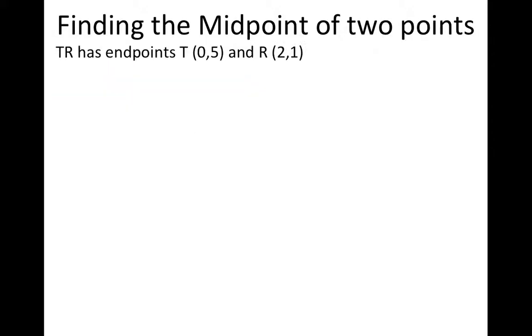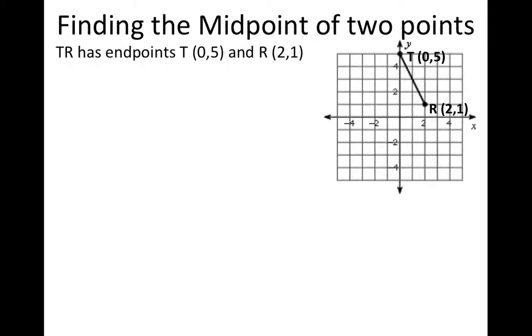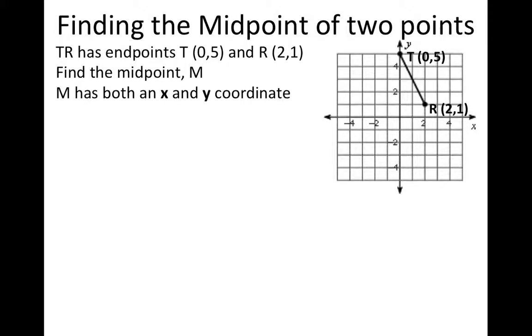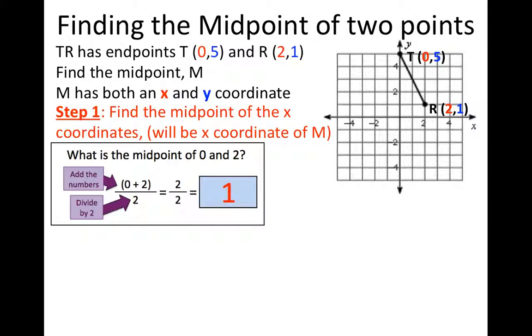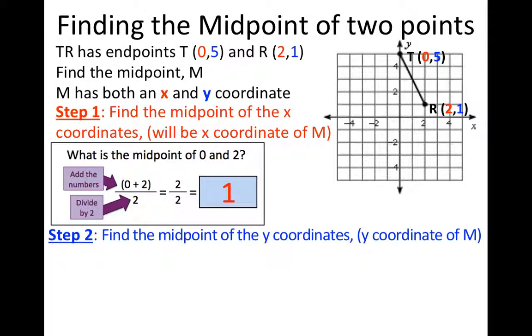Let's do it now with some actual values. So let's say I have a line segment TR, and it has endpoints T of 0, 5 and R of 2, 1. So let's graph that. And I want to find the midpoint M. So M has both an x and a y coordinate, and again we'll make the x ones red and the y ones blue just to make it easier to see. So step 1 is to find the midpoint of x. That will be the x coordinate of M. So I take my two numbers, in this case 0 and 2, add them up, divide by 2, and I get 1.